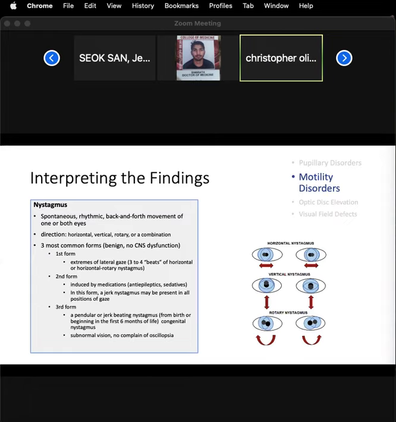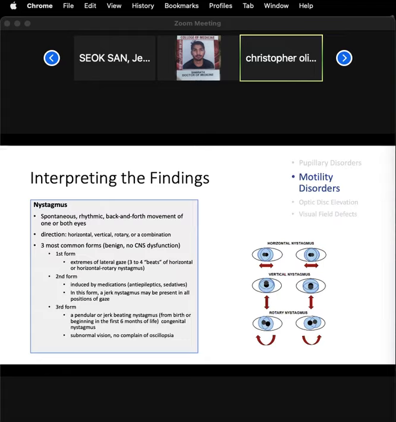Next is nystagmus. This is spontaneous back and forth movement of both eyes. It can be horizontal, vertical, or torsional. The 3 most common forms: first, physiologic, which is the cause of lateral gaze, it is represented there. The second form is induced by medications. So this is not just in lateral gaze. The second form may be present in all positions of gaze.